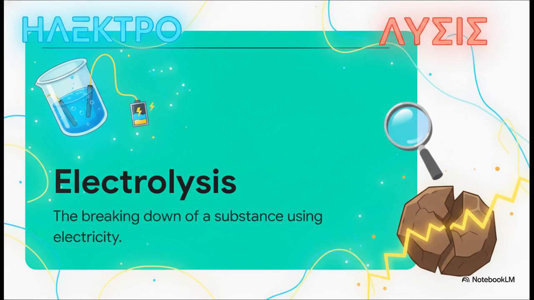But, and this is absolutely crucial, you can't just zap a solid rock and expect it to work. The substance you're breaking down has to be either melted into a liquid or dissolved in a solution. Why? Because its particles need to be free to move around. We call this conductive liquid the electrolyte.